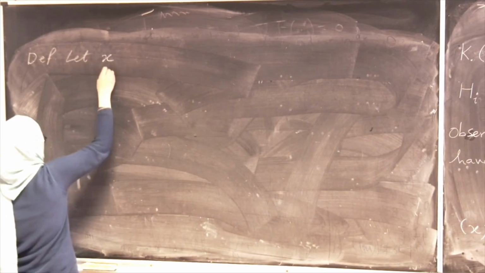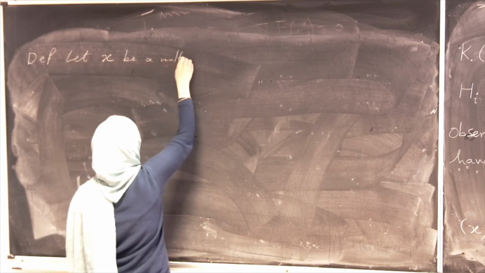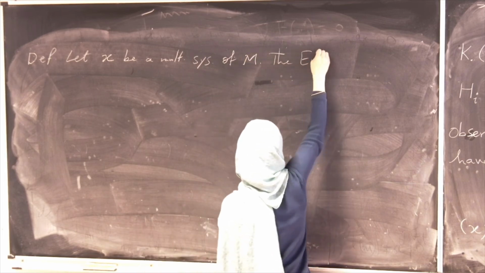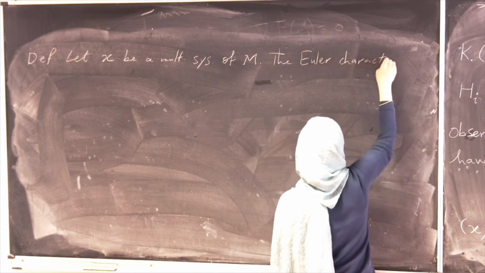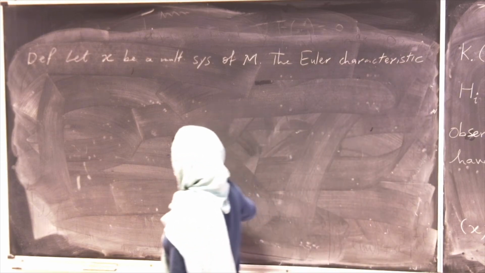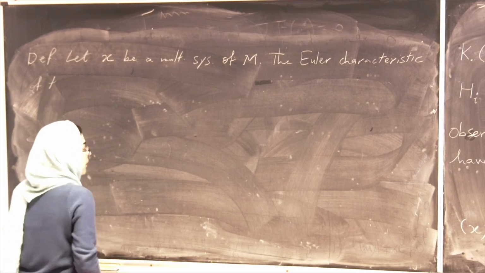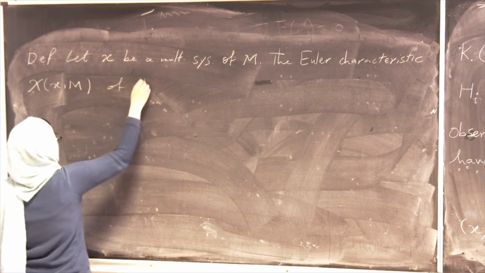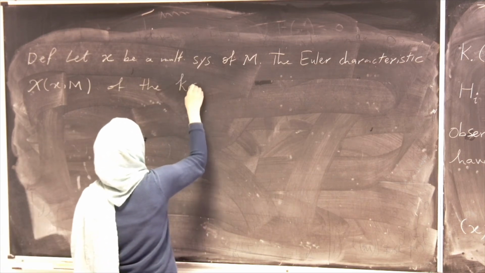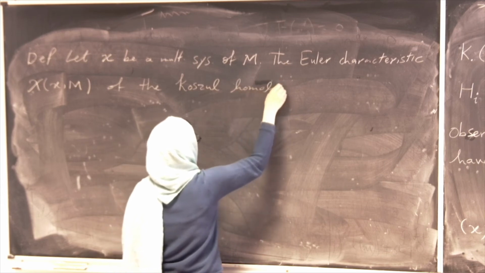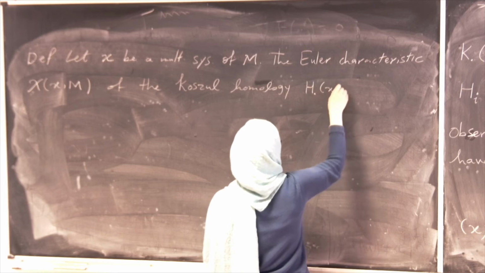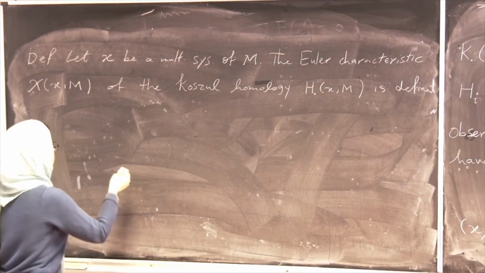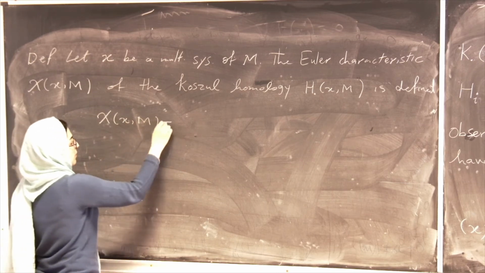So let x be a multiplicity system of M. Then the Euler characteristic of the Koszul homology, I denote it by chi(x; M), of the Koszul homology H(x; M) is just defined as the alternating sum of the lengths of the homologies. And that is this sum.